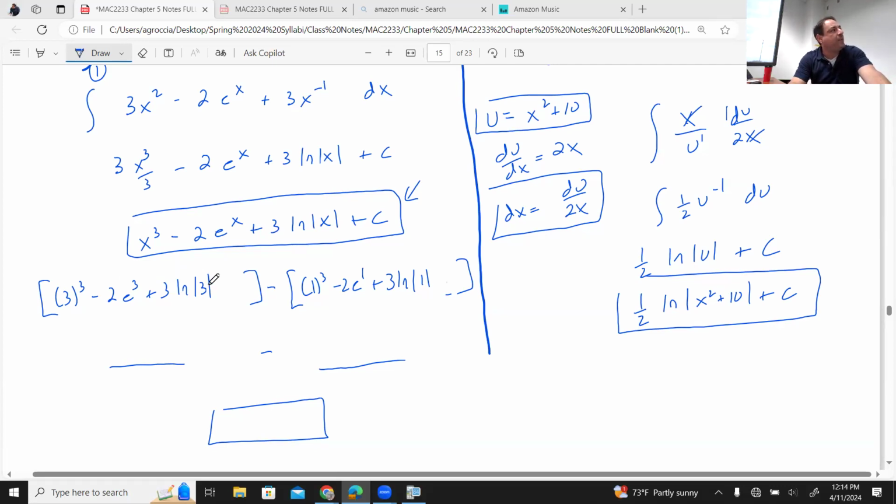What do I mean by that? Absolute value of 3 is what? 3. Absolute value always comes out positive. So I'm not going to look for ln absolute value of 3. That's too much. I know the absolute value of 3 is 3, right? So I don't have to worry about that part.